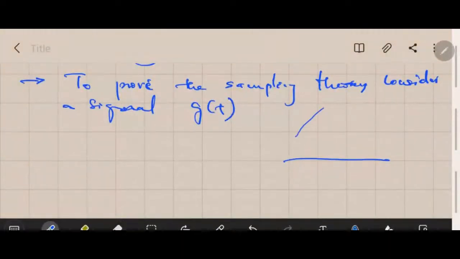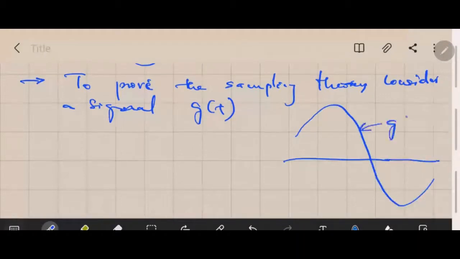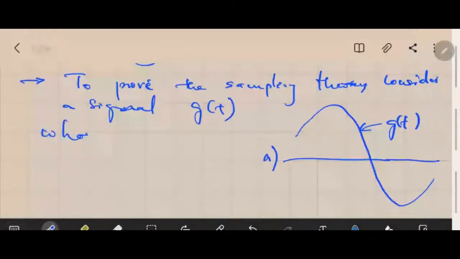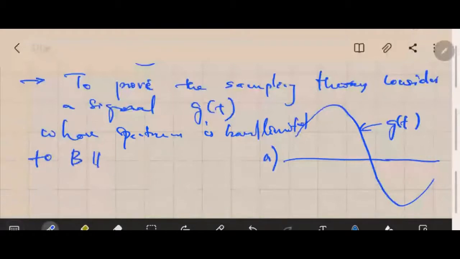So the signal g of t is like this. Okay, so this is your g of t, and it is assumed that the signal g of t, this is figure A, let's say, and whose spectrum is band limited to capital B hertz. Okay, so the spectrum is band limited to capital B hertz.